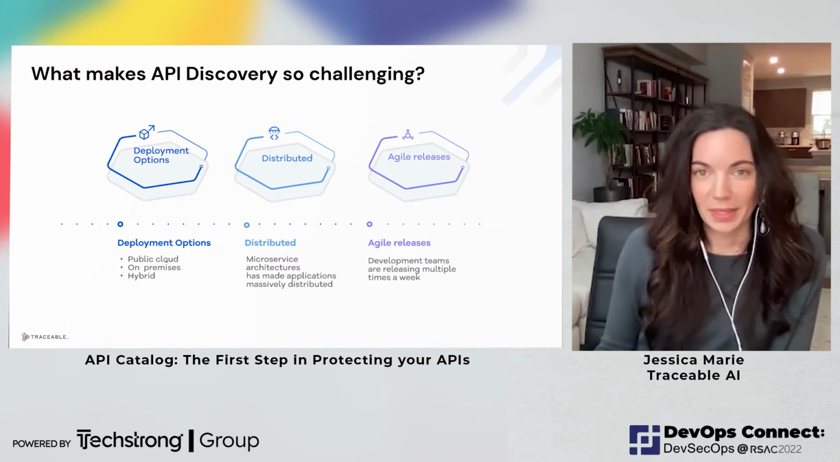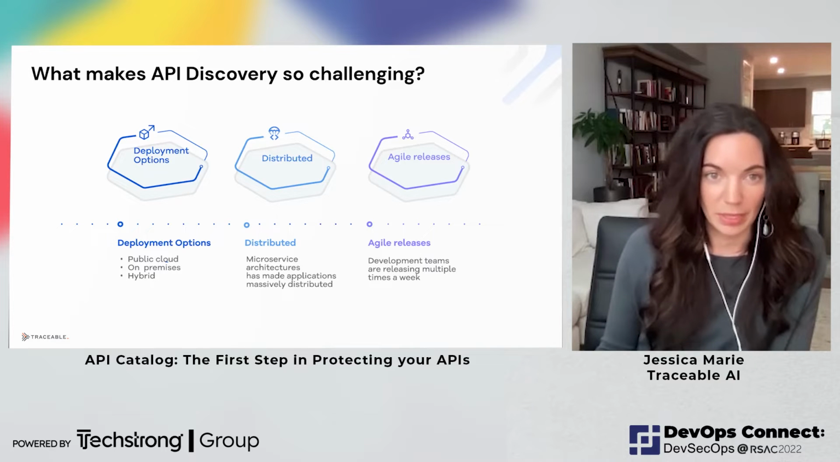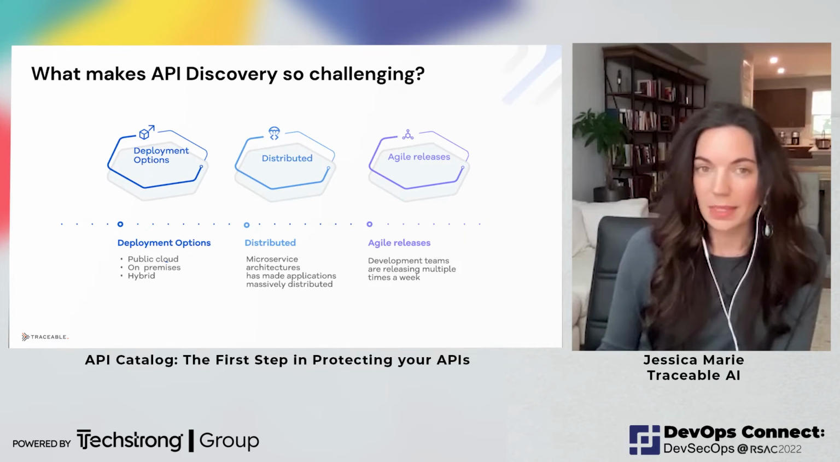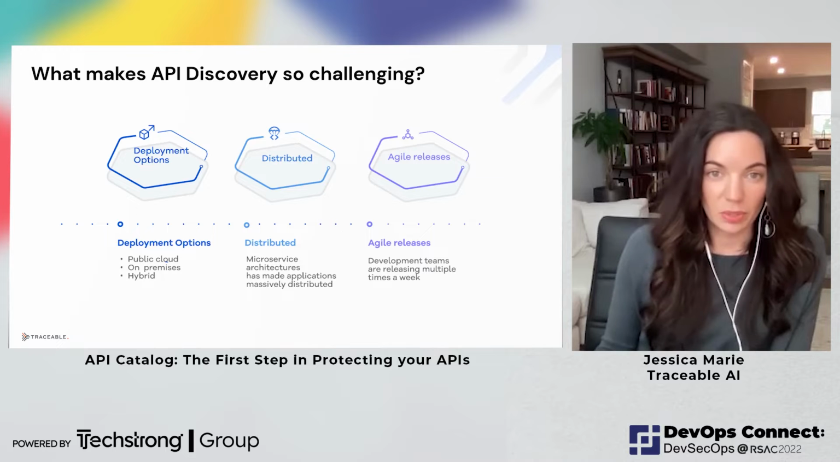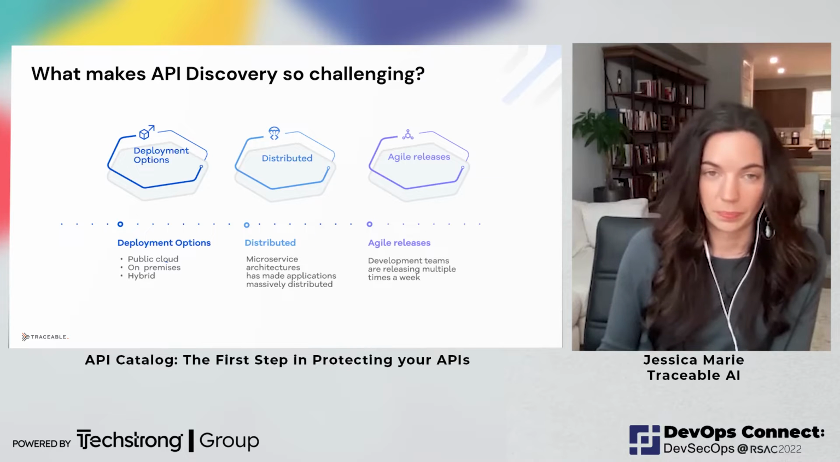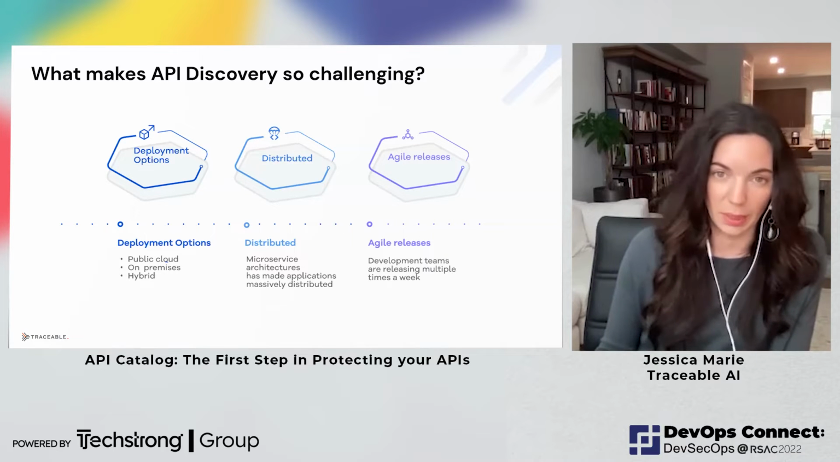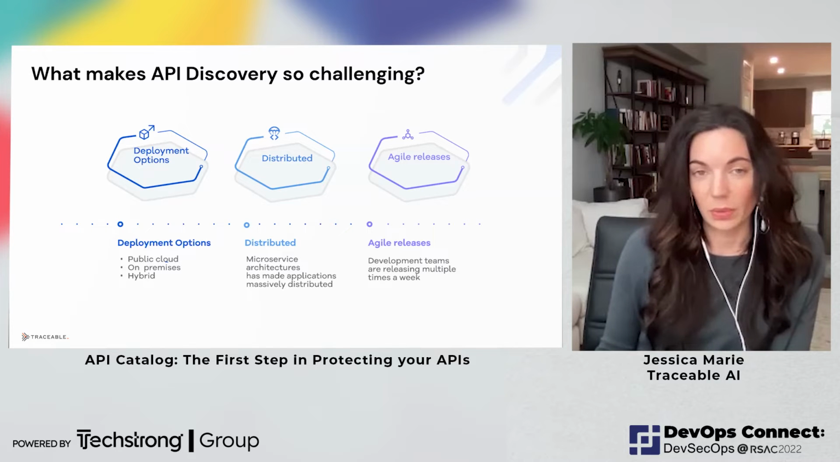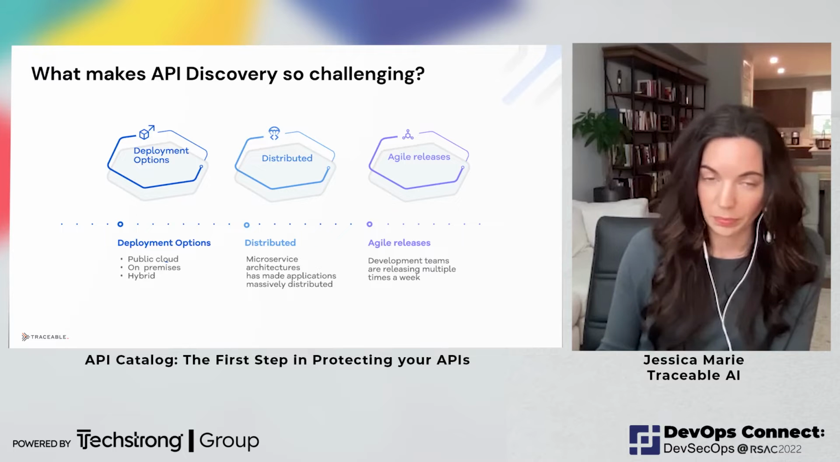Next is that applications are distributed, and specifically, microservice architectures have made applications massively distributed. And finally, we talked a little bit about this already, but agile releases. So development teams are releasing multiple times per week.